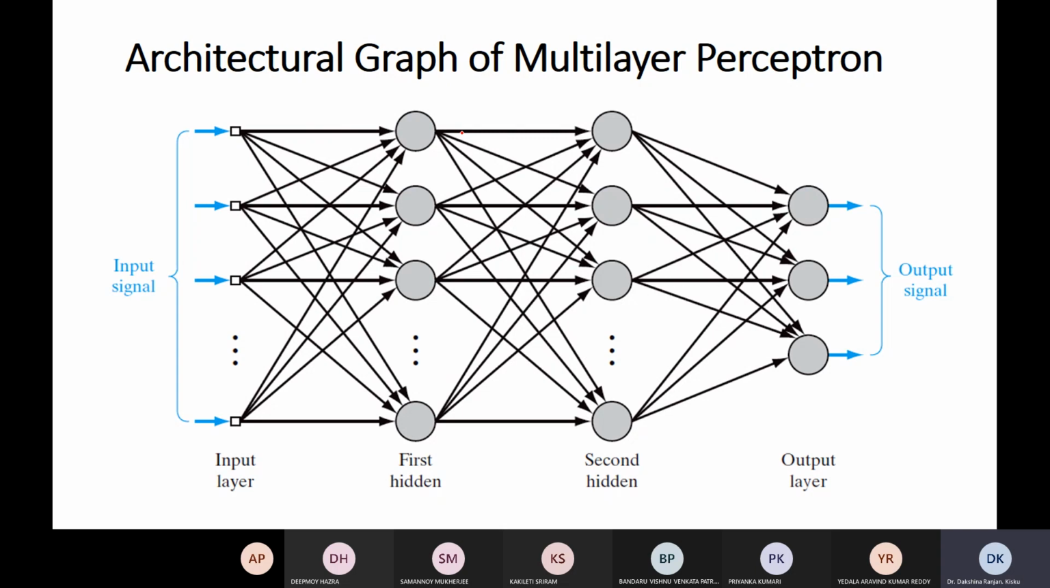Similarly, when the output is generated by the hidden units of the first hidden layer, this output is fed to the hidden units in the second hidden layer. So the output of the first hidden layer acts as the input to the second hidden layer. And the outputs generated in the hidden units of the second hidden layer are transmitted to the neurons of the output layer.